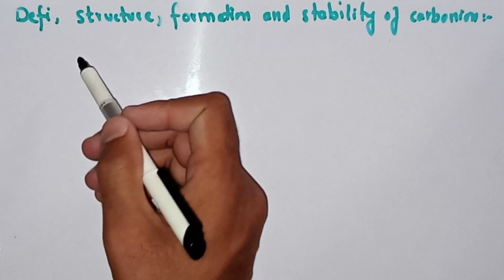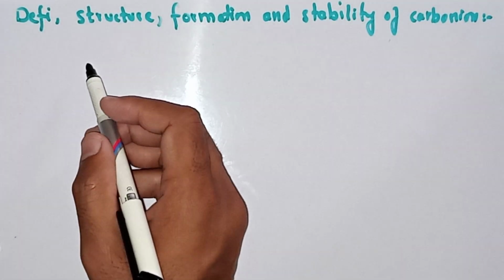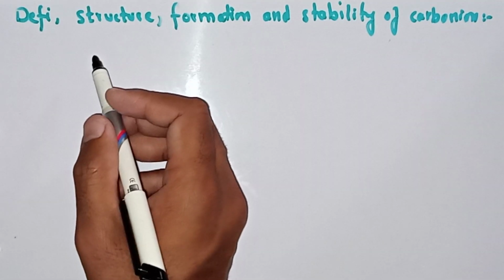Okay, first of all, you can define carbanion: all anions in which the negative charge is carried by a carbon are called carbanions.